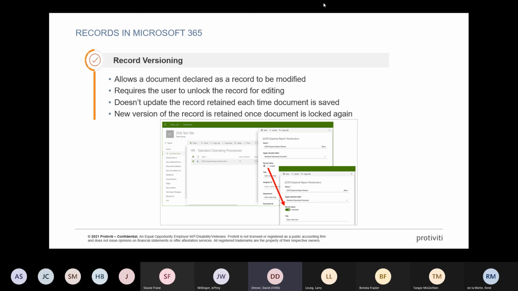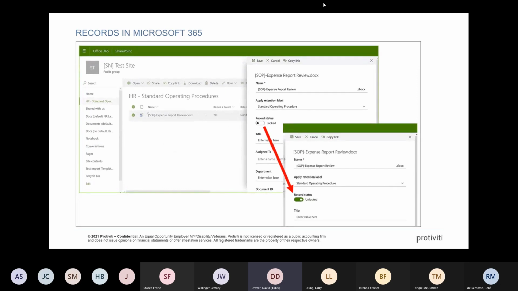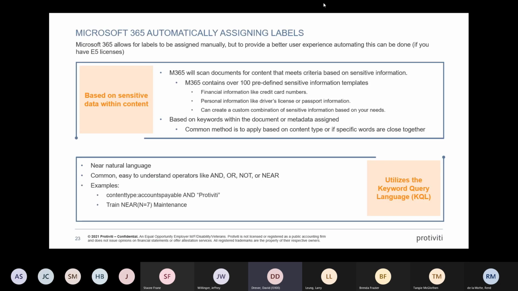I'm just going to keep going here, since I know I'm running out of time, so you can see the bigger picture of that. Now, auto-assigning labels, you do have that ability, and this is actually based on both. It can be based on the sensitive content. It can be based on, is it a financial document? Is it a personal information document? But you can also base it on particular keywords as well.